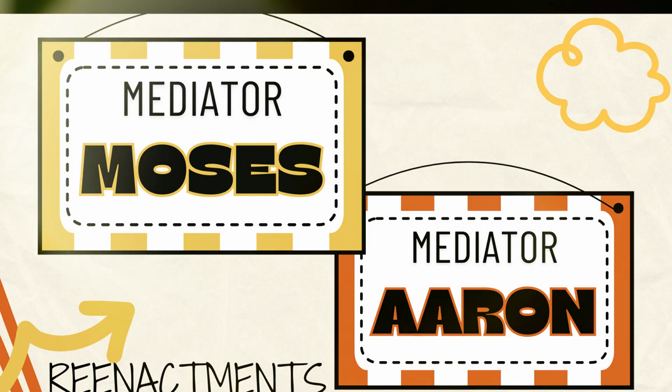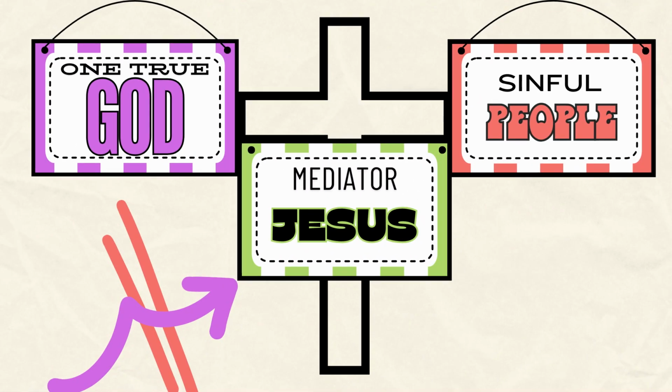Reenactments using colorful name tags help students visually understand how Moses as intercessor and Aaron as high priest foreshadowed Jesus as our mediator who bridges the sin gap between us and God.